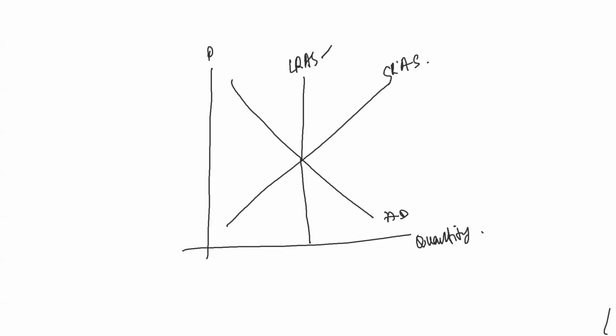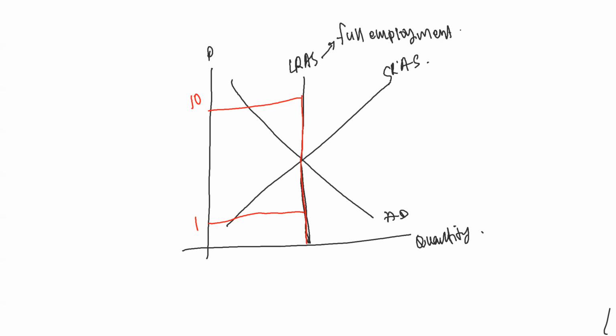This long run aggregate supply curve basically refers to full employment. That means that you are using the entire potential of your economy, like all the resources that are within your economy, you are using all of those to produce goods and services. That is why this is a constant line. No matter how much your price increases, if it goes from 1 to 10, your output will remain the same because all of your resources are used here.